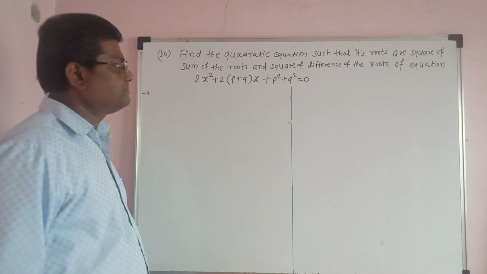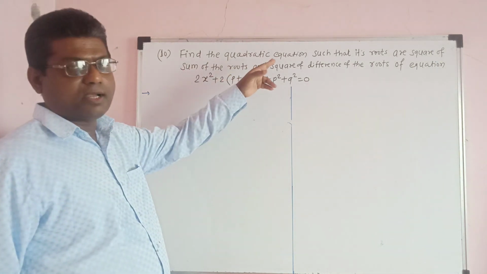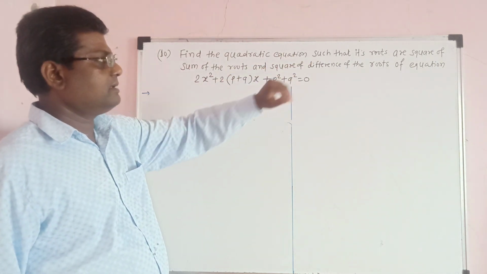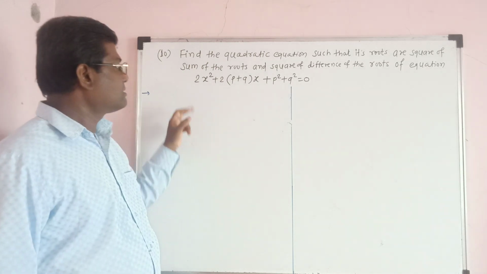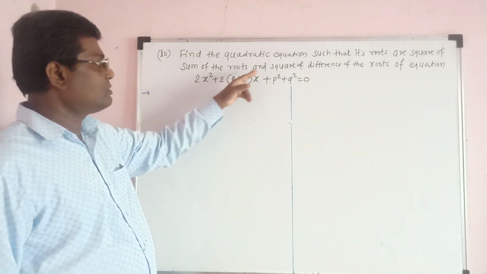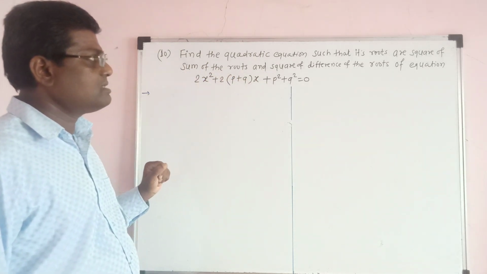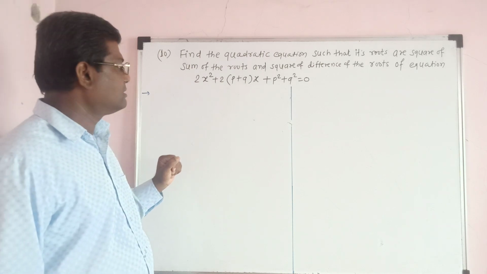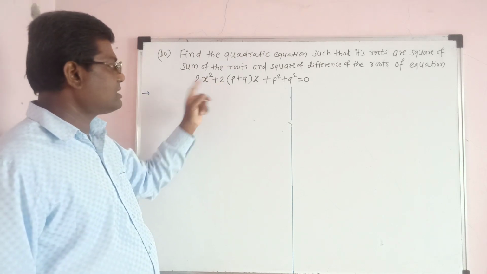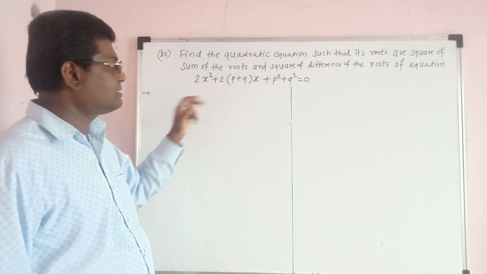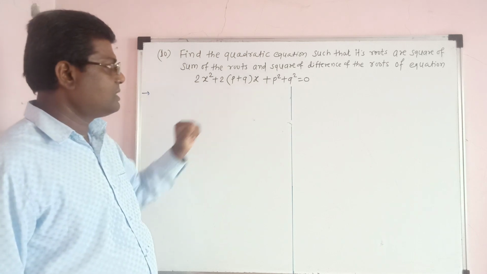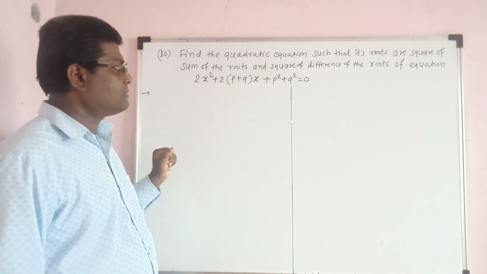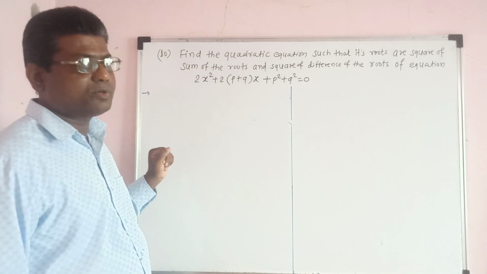Example number 10. Find the quadratic equation such that its roots are the square of the sum of the roots and the square of the difference of the roots of the equation 2x² + 2(p + q)x + p² + q² = 0.